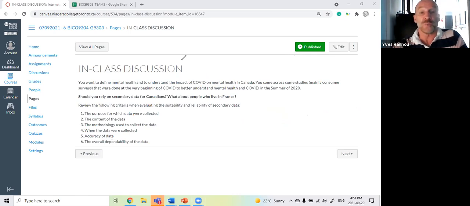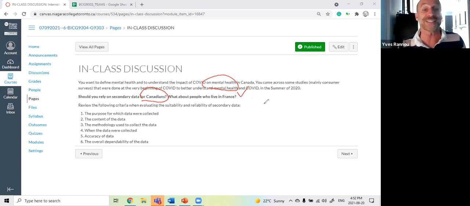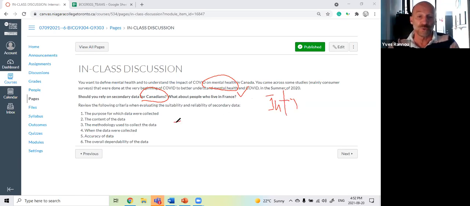Now, you may do your initial research and find out that most of the research was done in Canada. Then we ask, what about people who live in France? You may find no differences in your secondary research. We don't know yet. Or you may find very major differences, even in how we assess mental health. And I will say the international element for this class adds another challenge of being able to reuse or not reuse secondary data.